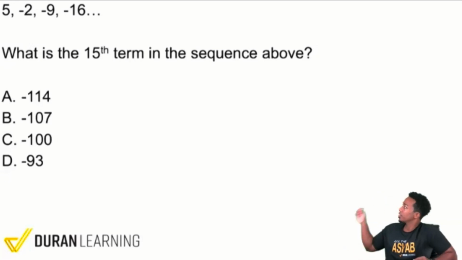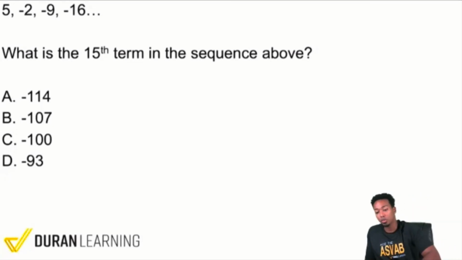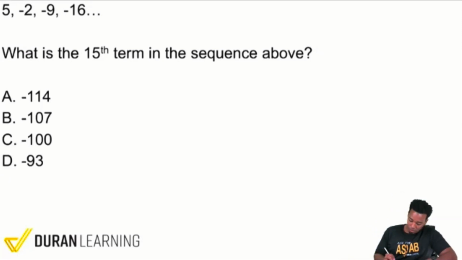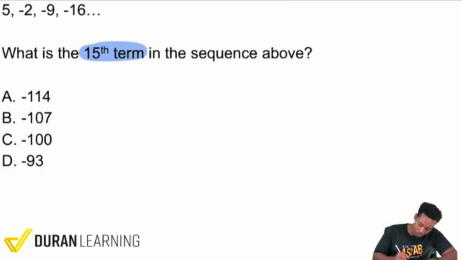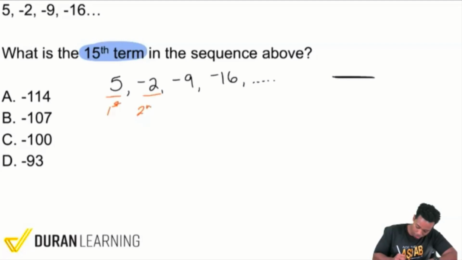So moving forward, we have this next one coming up, and it says, what is the 15th term in the sequence above? Just make sure every time, no matter what the question is, you know what the objective is, the 15th term. If I'm writing everything out, I have 5, -2, -9, -16, and we're trying to get to the 15th term. So this is the first, second, third, fourth, and then here is the 15th.